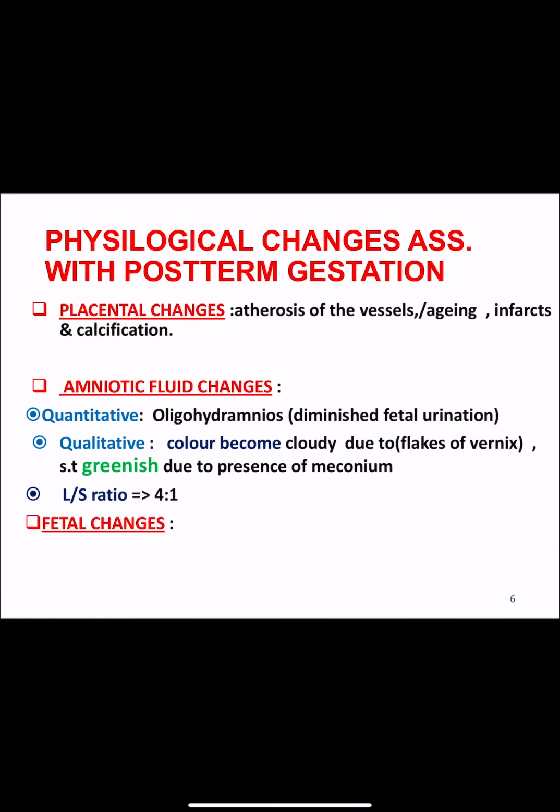Regarding fetal changes in post-term pregnancy, in the majority of cases it becomes a macrosomic baby. 45% have macrosomia, meaning increased weight of the baby of more than 4.5 kilograms. On the other hand, 10% will have IUGR due to placental calcification and atherosis of the vessels. The rest are normal.